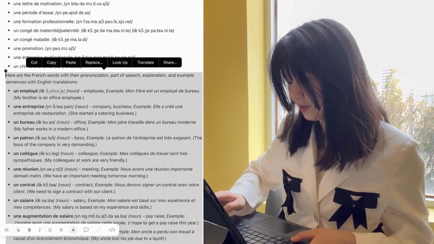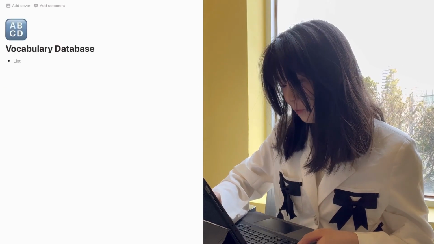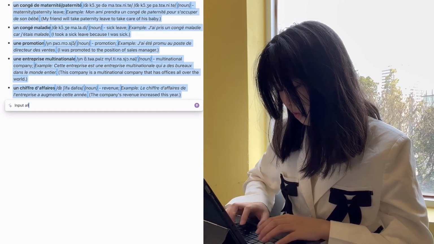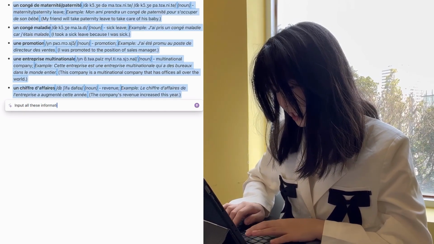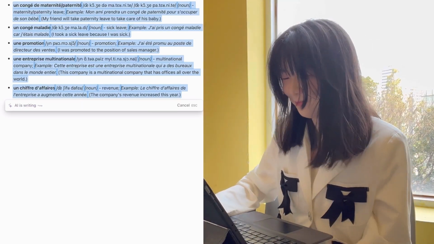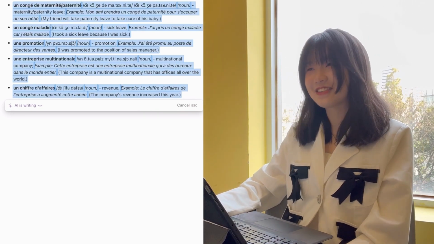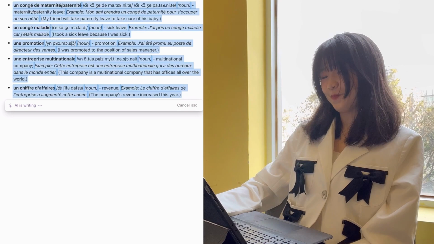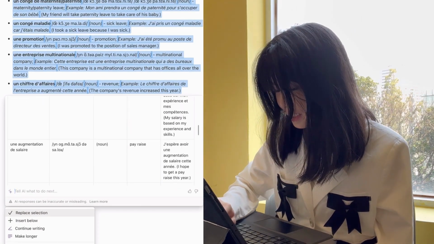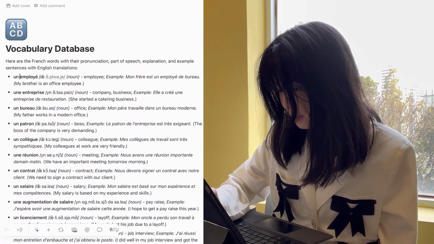And I'm going to put this into my database. And then I'm going to put this information into a table. Input all this information into a table. Oh, there's a grammar mistake. But it's okay, Notion AI is smart, right? You can say something that is not grammatically correct to Notion AI. Great, insert below. And I'm going to delete this part.